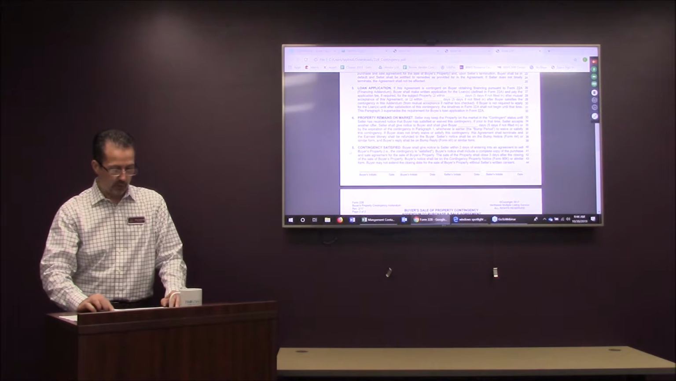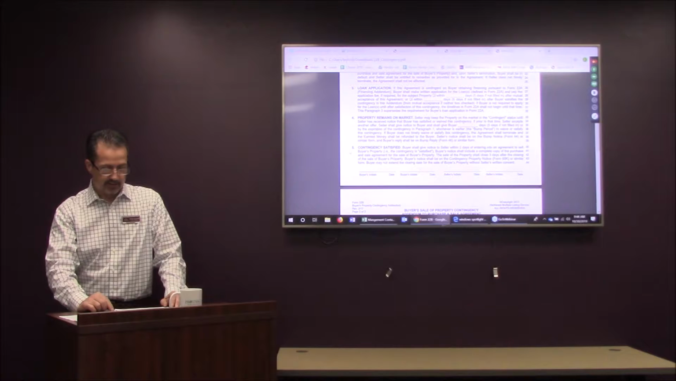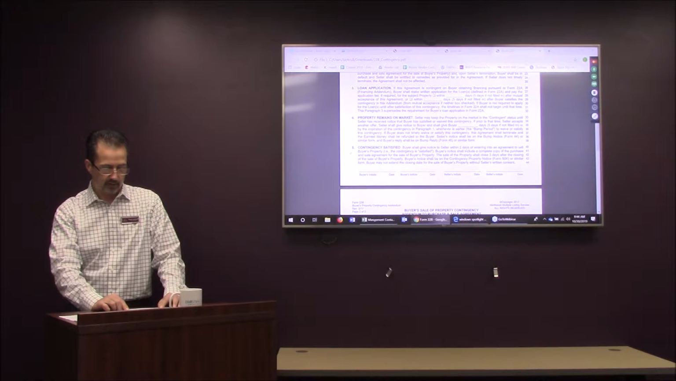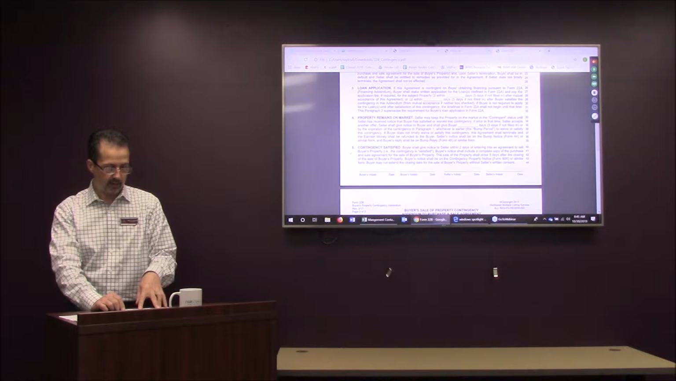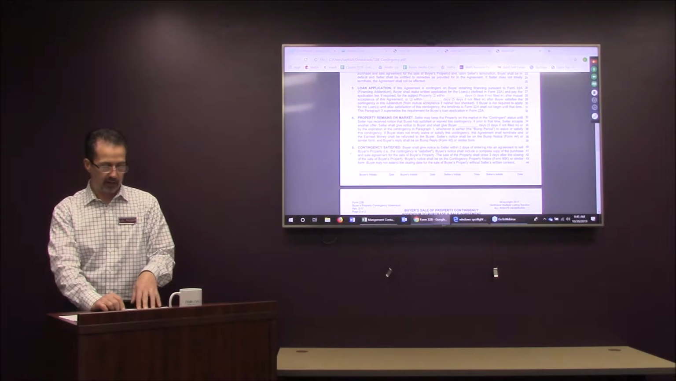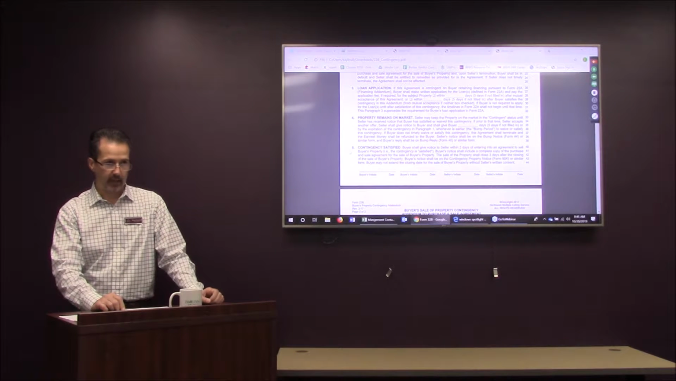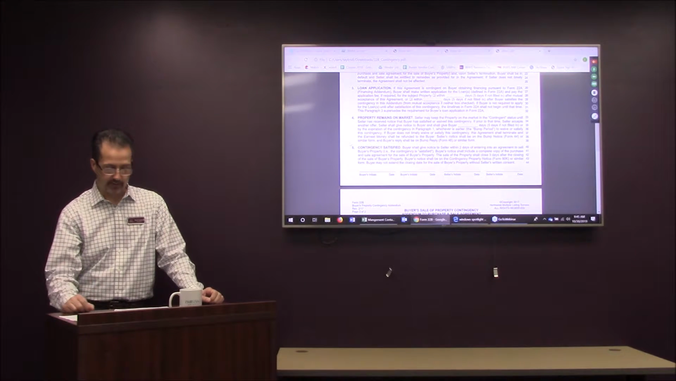Going down to section 4, property remains on market. Seller may keep the property on the market in the contingent status until seller has received notice that buyer has satisfied or waived this contingency. If prior to that time, seller accepts another offer, seller shall give notice to buyer and give buyer blank days, 5 days if not filled in. So highlight that there. Seller shall give notice to buyer and shall give buyer blank days or 5 days if not filled in. Highlight that area just as a reference.